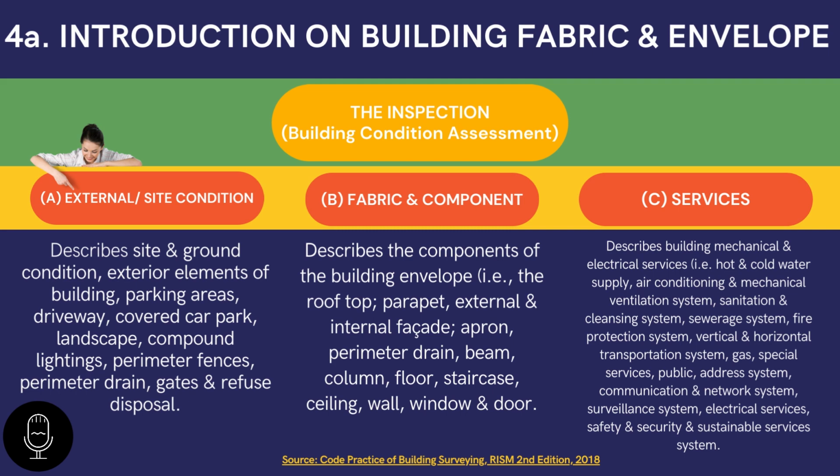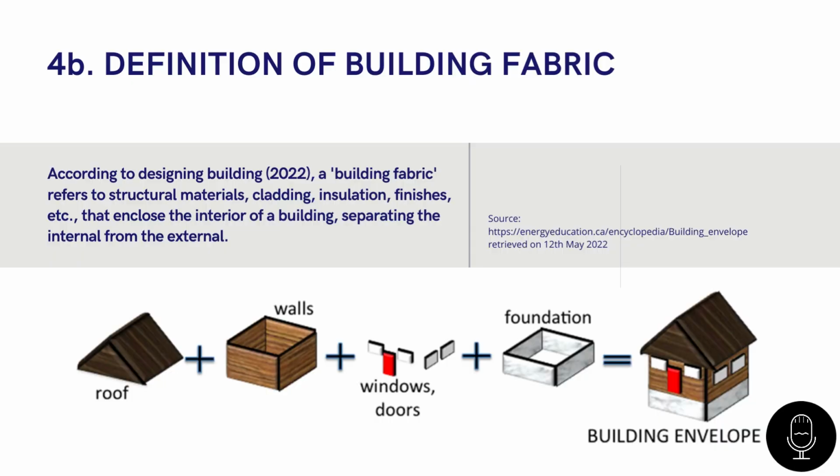Lastly, the building services category describes building mechanical and electrical services, for example, hot and cold water supply, air conditioning and mechanical ventilation system, sanitation and cleansing system, sewerage system, fire protection system, and others. We move to the next slide, which is discussing the definition of the building fabric.